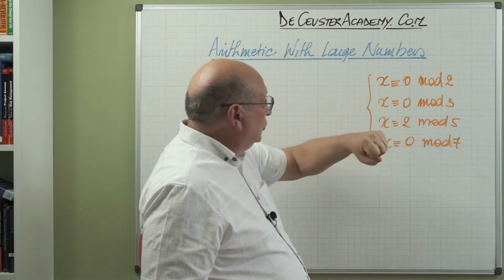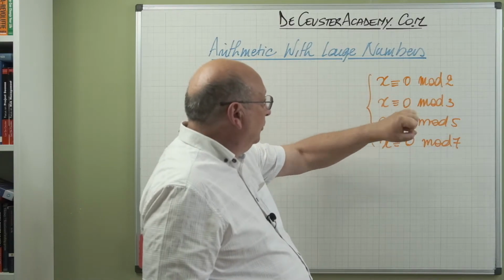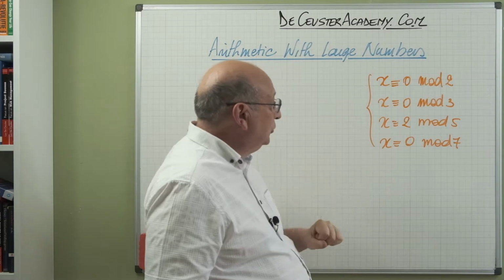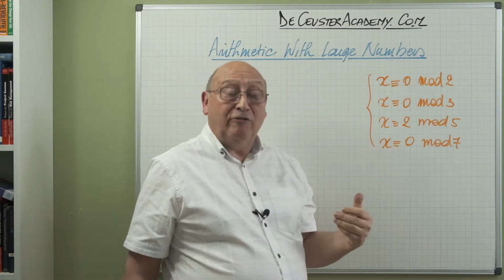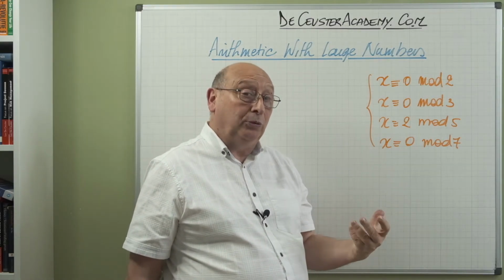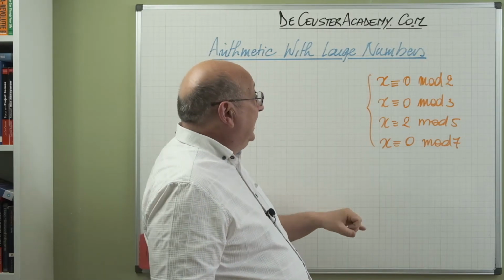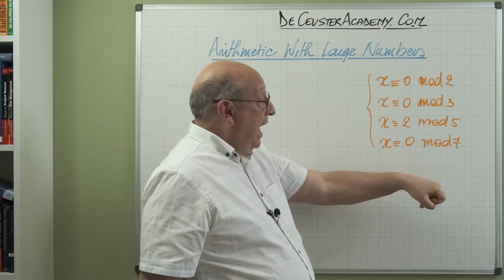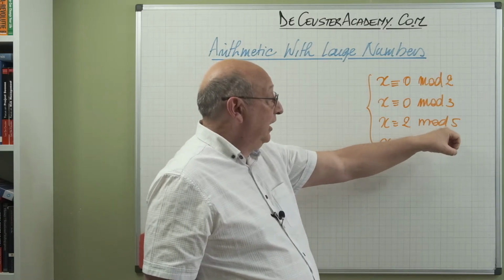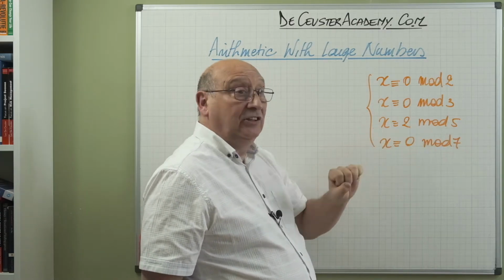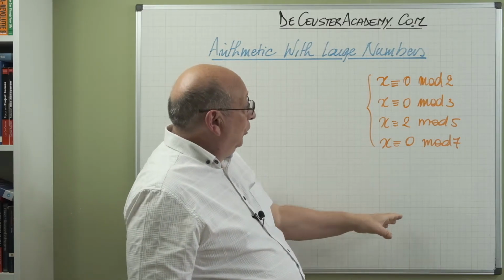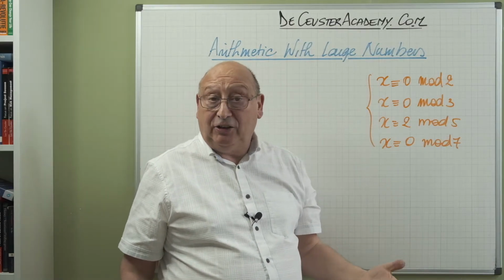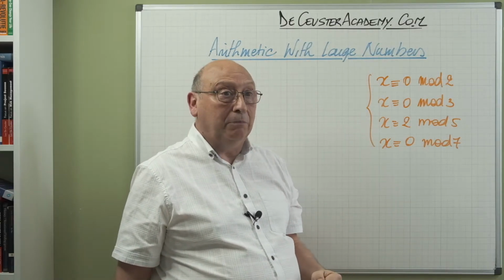Now x congruent with 0 modulus 2, 0 modulus 3 and 0 modulus 7 means that the value of x that we are looking for is divisible by 2, 3 and 7. And when we divide that value by 5, we find the remainder of 2. Now we already know that those divisors are relatively prime because they're all prime numbers.